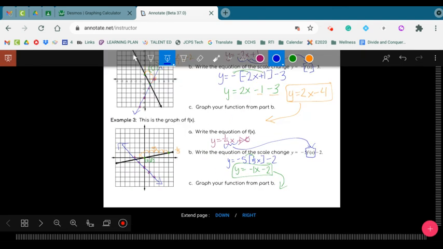Okay, so those are our 3 examples for scale changes. If you have any other questions on that, please let us know. We're going to go do some review on the back.